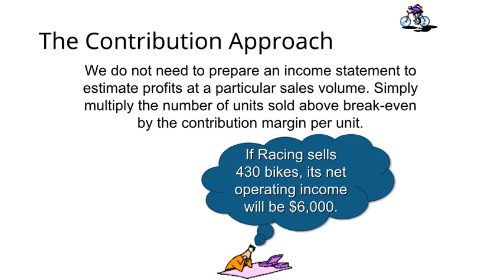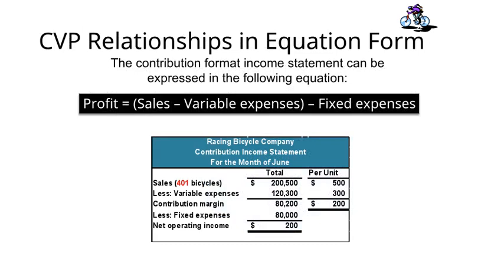Part 1, the contribution format income statement can be expressed as: profit is equal to sales less variable expenses, contribution margin, less fixed costs. Let's use the equation to calculate profit assuming Racing Bicycle sells 401 units at $500 each. The company has variable expenses of $300 per unit sold and total fixed expenses of $80,000. Part 2, sales is equal to $200,500. That is, 401 units sold at $500 per unit.